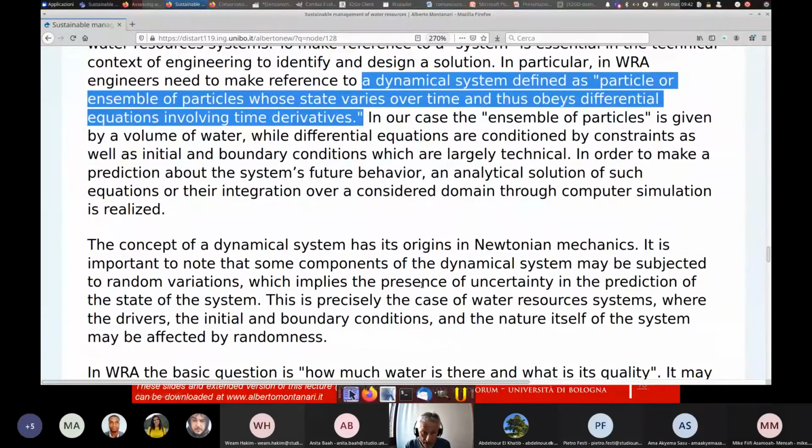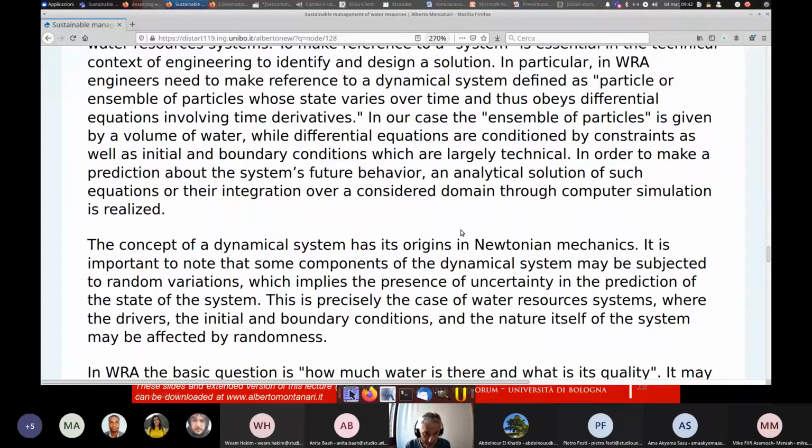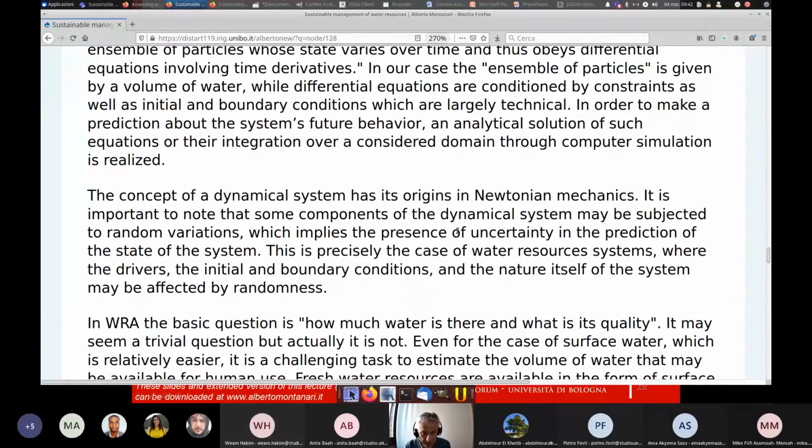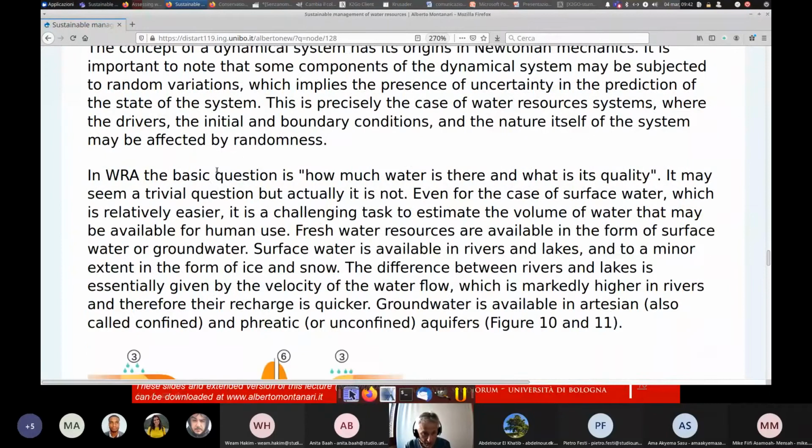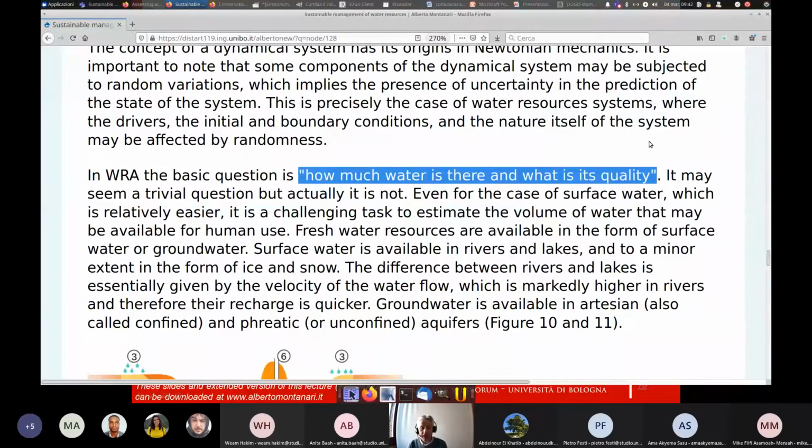Once we have defined why we need mathematical modeling and why we need to study dynamical systems, now let me focus on the basic question, which is very technical. How much water is there and what is its quality? This is the question we have to answer. And as I said, we have two avenues, observations or mathematical modeling. Sometimes we need to integrate them.